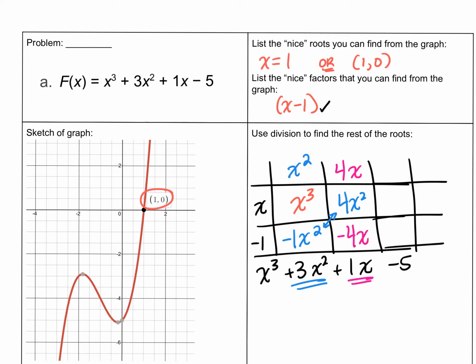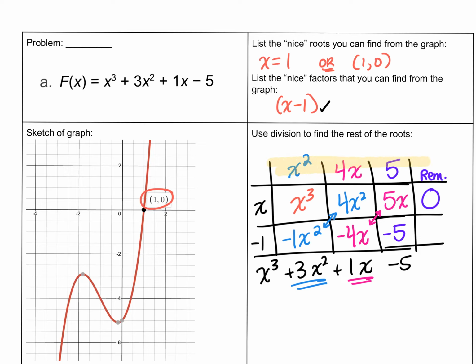And remember, these two boxes are going to have to add up to 1x, which means this has to be 5x. And then we ask ourselves again, what times x gives me 5x? And that's going to be 5. Multiply it out, and we don't have to do anything. Remember, that very last box is your remainder. You want it to be 0. So it's good. We know that x minus 1 actually divides into our original polynomial nicely.